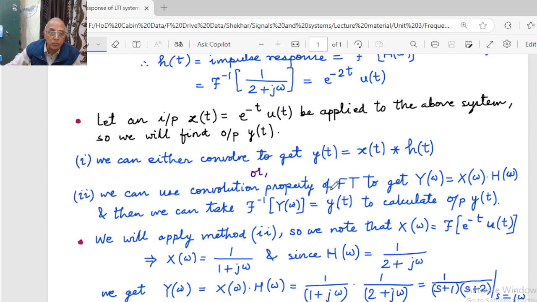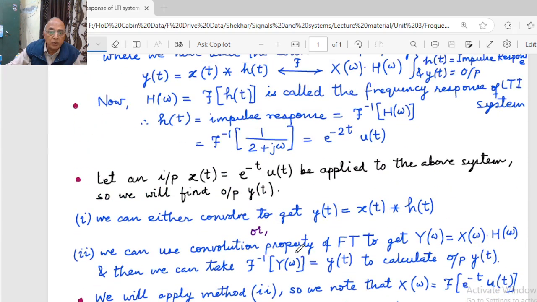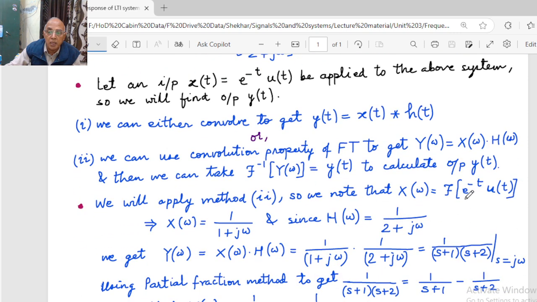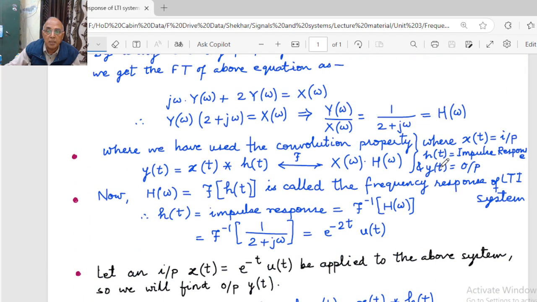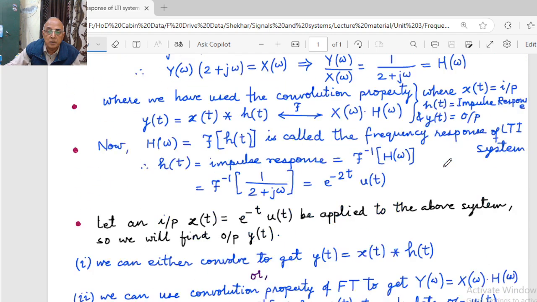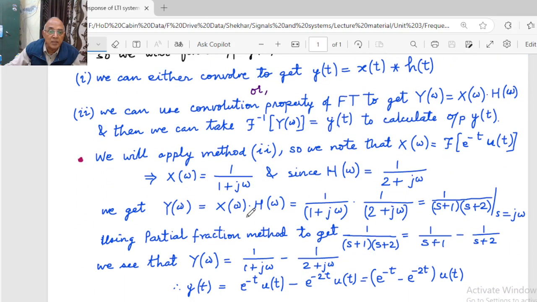What uses the convolution property of Fourier transform? So we see that because we have x(t) equal to e to the power minus t u(t), therefore X(omega) is the Fourier transform of e to the power minus t u(t), and therefore it is 1 by 1 plus j omega. Frequency response H(omega) is already calculated here, which is 1 by 2 plus j omega. So we multiply it by the frequency response, and therefore this becomes 1 by 1 plus j omega into 1 by 2 plus j omega.